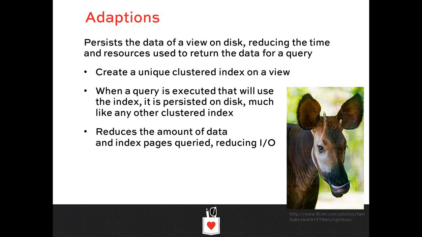So you can create a unique clustered index on a view. The next query that runs that could use that index will create the index. So suddenly it is a persisted object on disk. Running this can be much more efficient than querying all of the underlying tables.